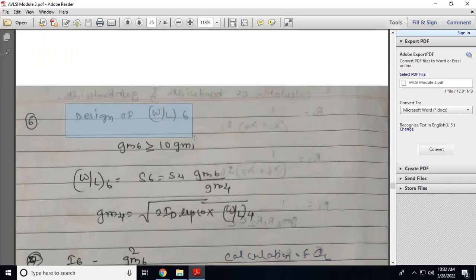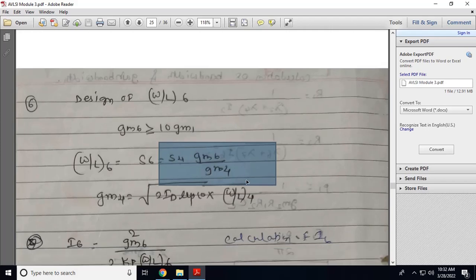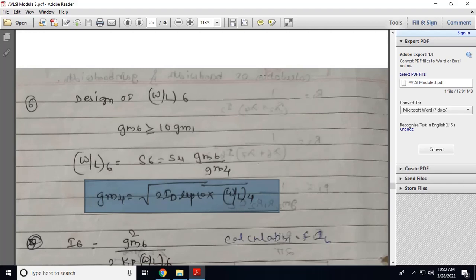Next step is the design of size of 6. The transconductance of 6 is greater than 10 times the transconductance of 1. So GM6 is greater than or equal to 10 times GM1. Size of 6 is equal to size of 4 multiplied by GM6 divided by GM4. So GM4 is equal to the square root of 2 ID μpCox size of 4.